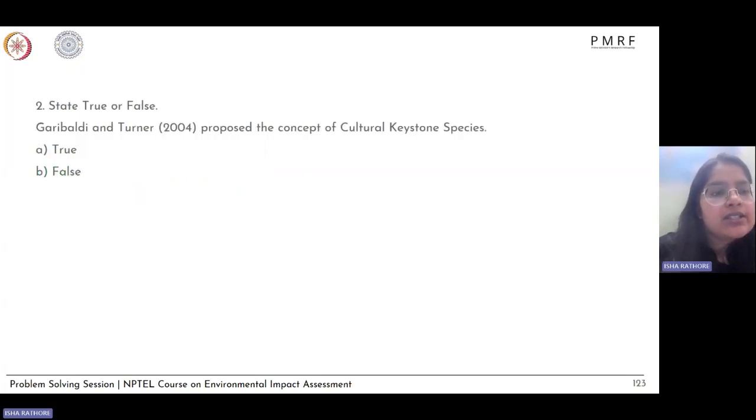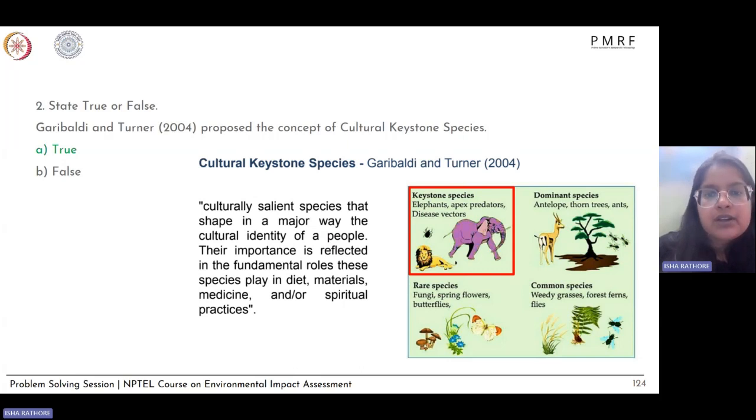Next question, state true or false. Garibaldi and Turner in 2004 proposed the concept of cultural keystone species. So the given statement is true. They defined that culturally salient species that shape in a major way the cultural identity of a people, and their importance is reflected in the fundamental role these species play in diet, materials, medicine, and/or spiritual practices. So these are keystone species. So A, true is the correct answer.